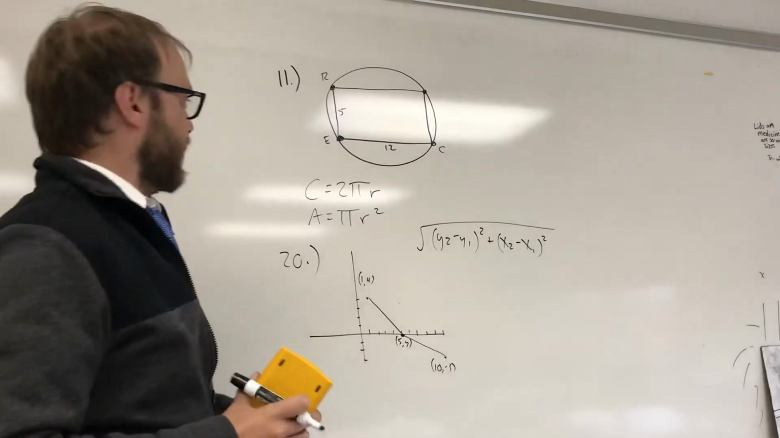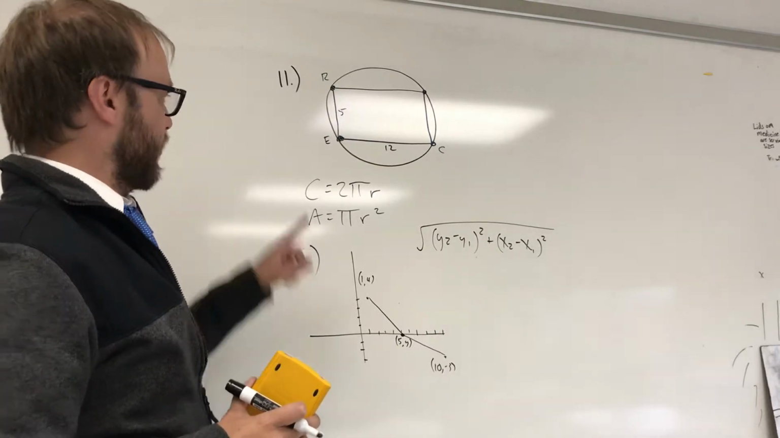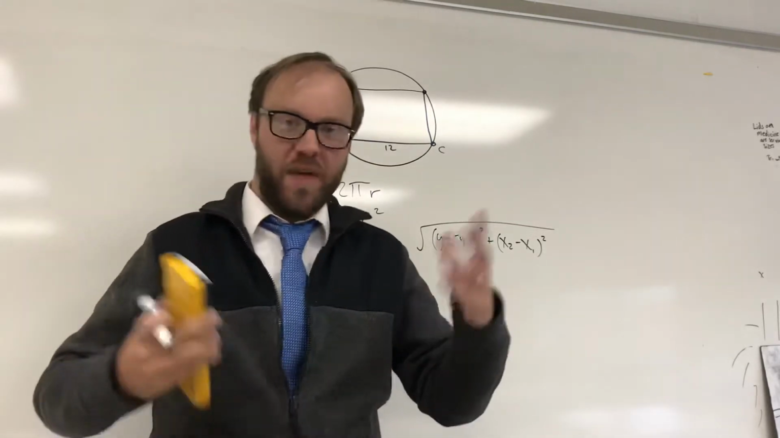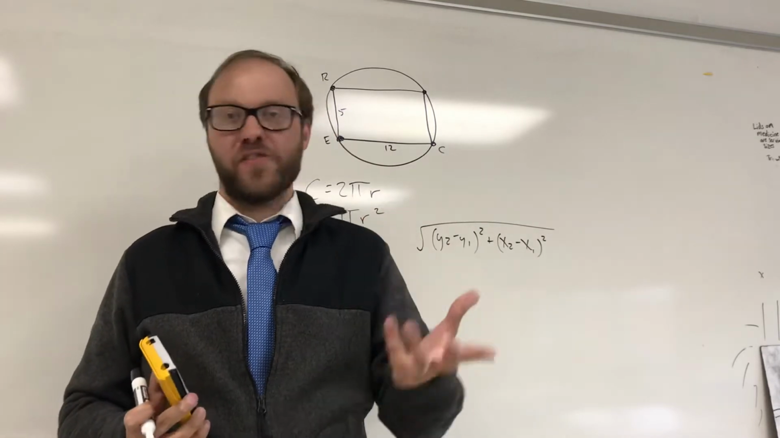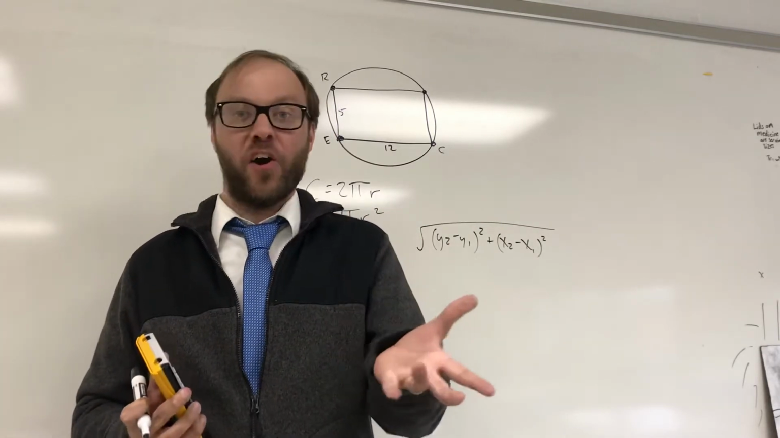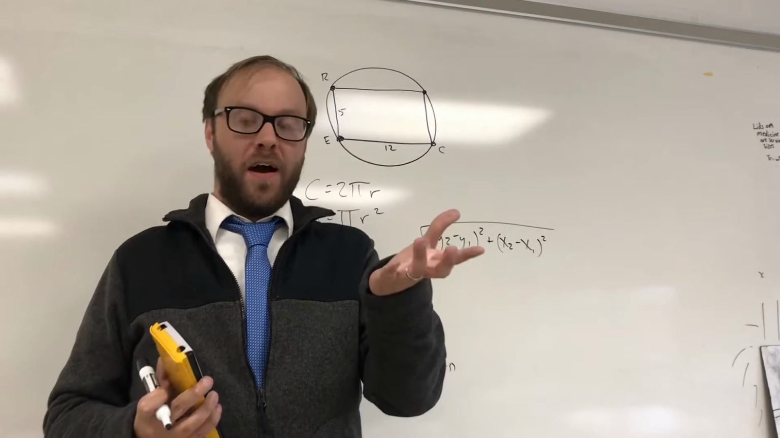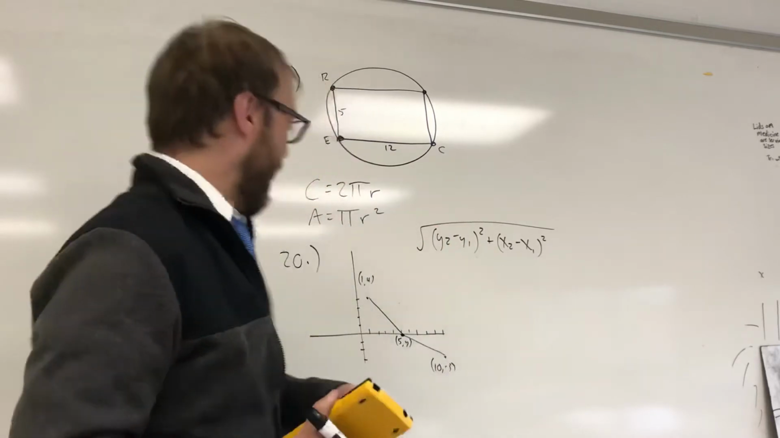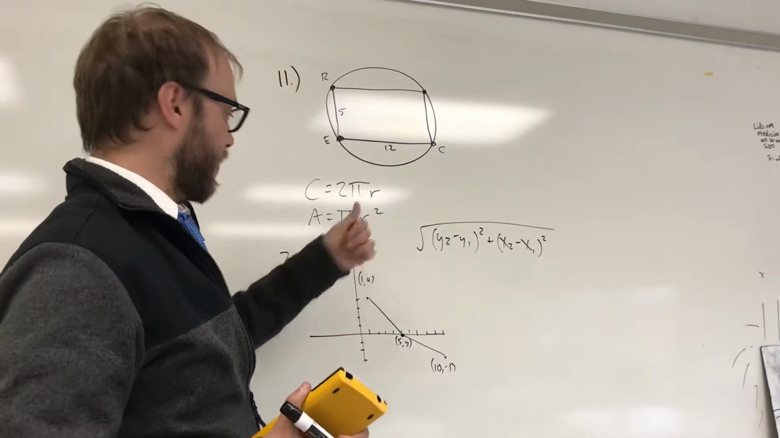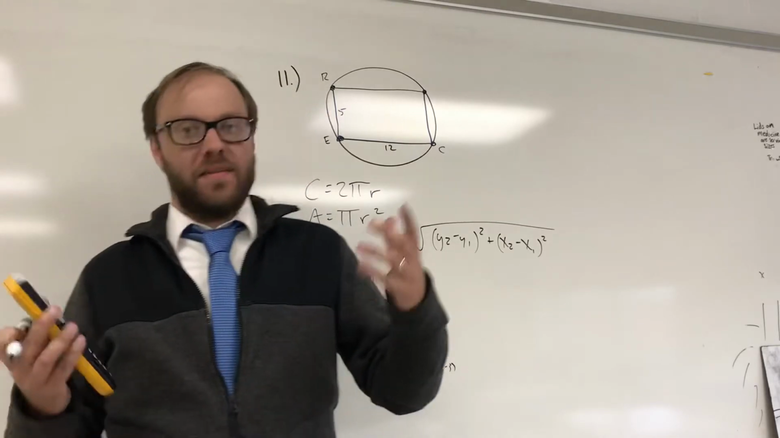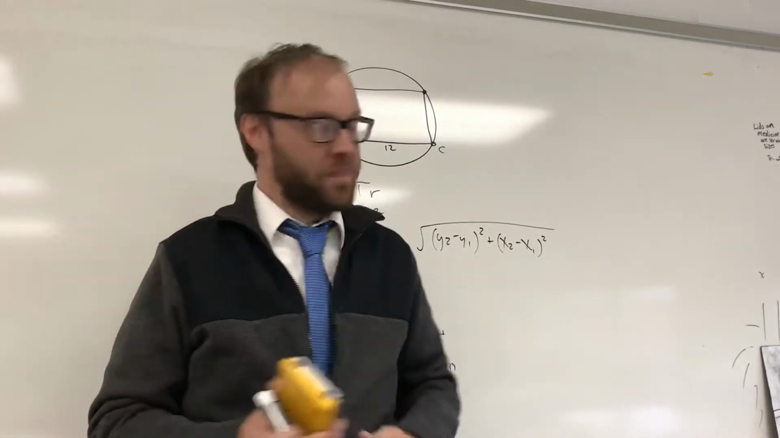All right, so question 11 asks you to find the circumference of the circle. Remember back in 6th or 7th grade, you learned that the circumference of a circle is 2 pi r, or pi times the diameter. The area of a circle is pi r squared. So you need the radius or the diameter of the circle, okay?